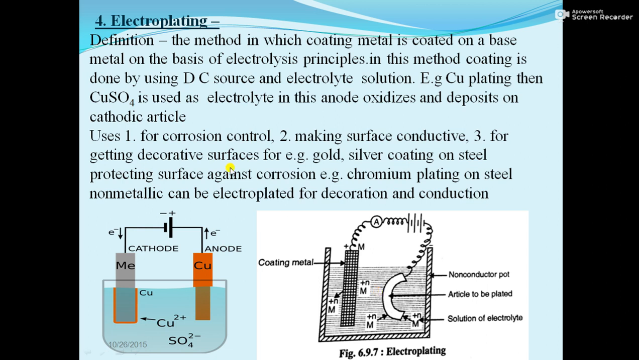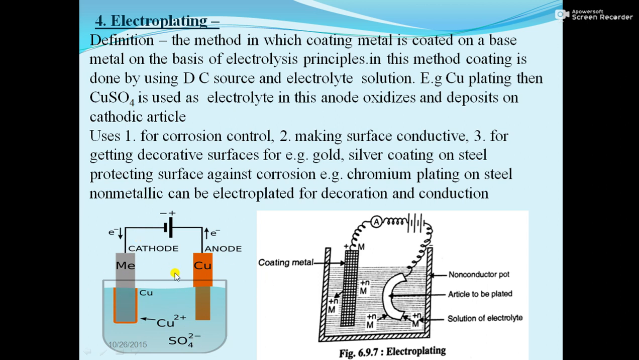And the last method is electroplating. Electrodeposition is the process by which the coating metal is deposited on the base metal by passing a direct current through a solution of electrolyte containing the soluble salt of the coating metal. The base metal to be plated is usually made the cathode, and the anode is either made of the coating metal itself or an inert metal of good electrical conductivity.